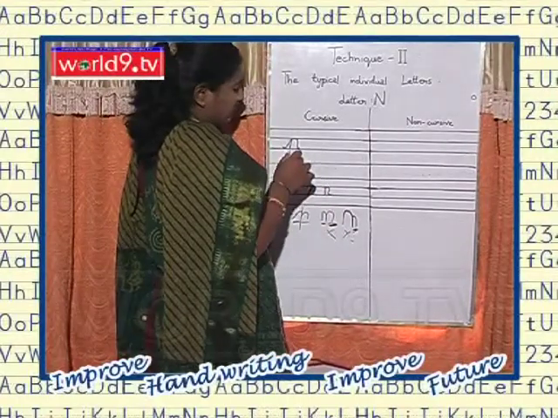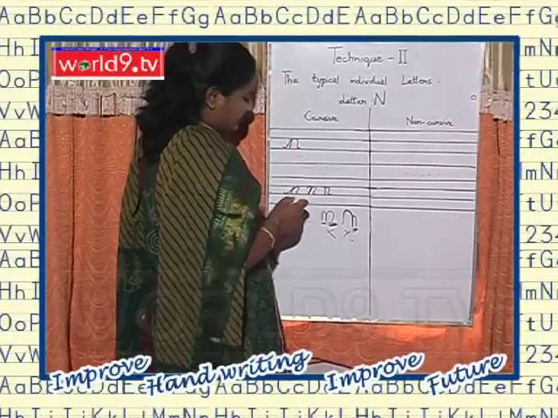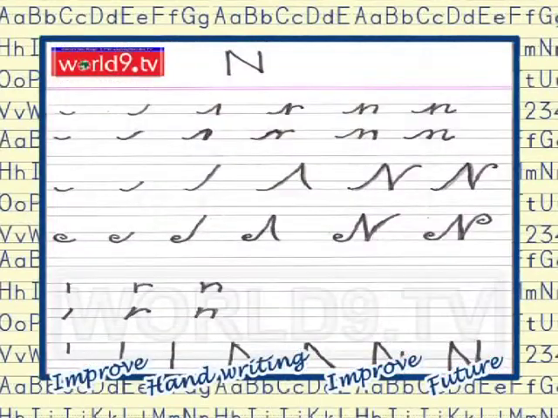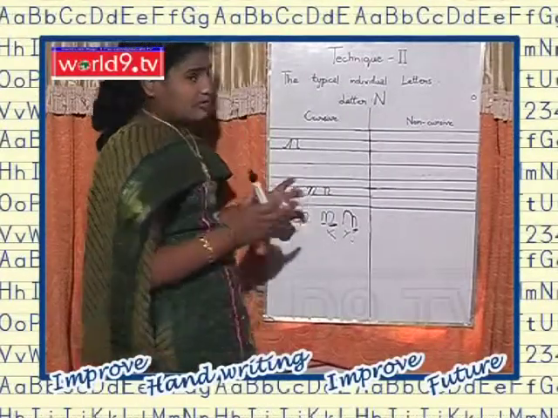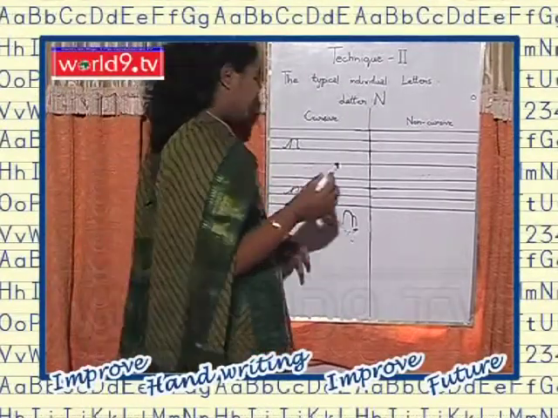So we should write N only like this, or if you want more artistically, these three ways only. You should not write anything except these four types in cursive handwriting, small letter N.